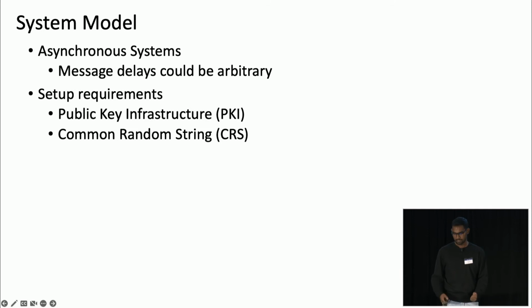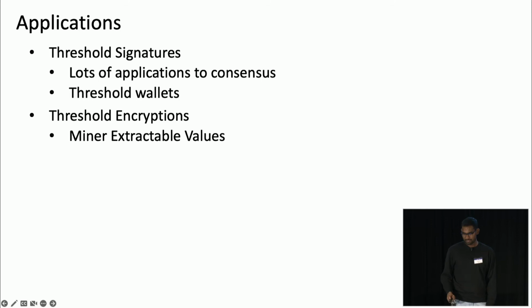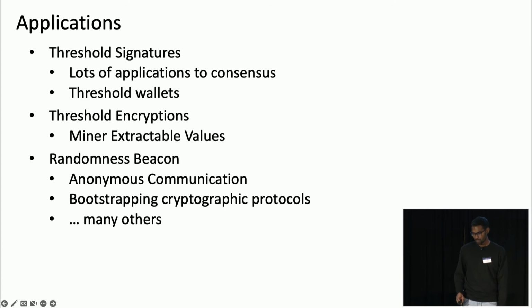There are lots of applications of distributed key generation and also asynchronous distributed key generation. One of the primary ones is threshold signatures, and this has a lot of application in increasing the efficiency and feasibility of consensus protocols. We also want to use distributed key generation in threshold wallets. I recently learned people are using threshold encryption to solve the miner extractable value problem. So distributed key generation also enables threshold encryption, so you can use it to solve MEV. It also has applications in randomness beacons, which have lots of other applications like bootstrapping cryptographic protocols, anonymous communication, and many others.